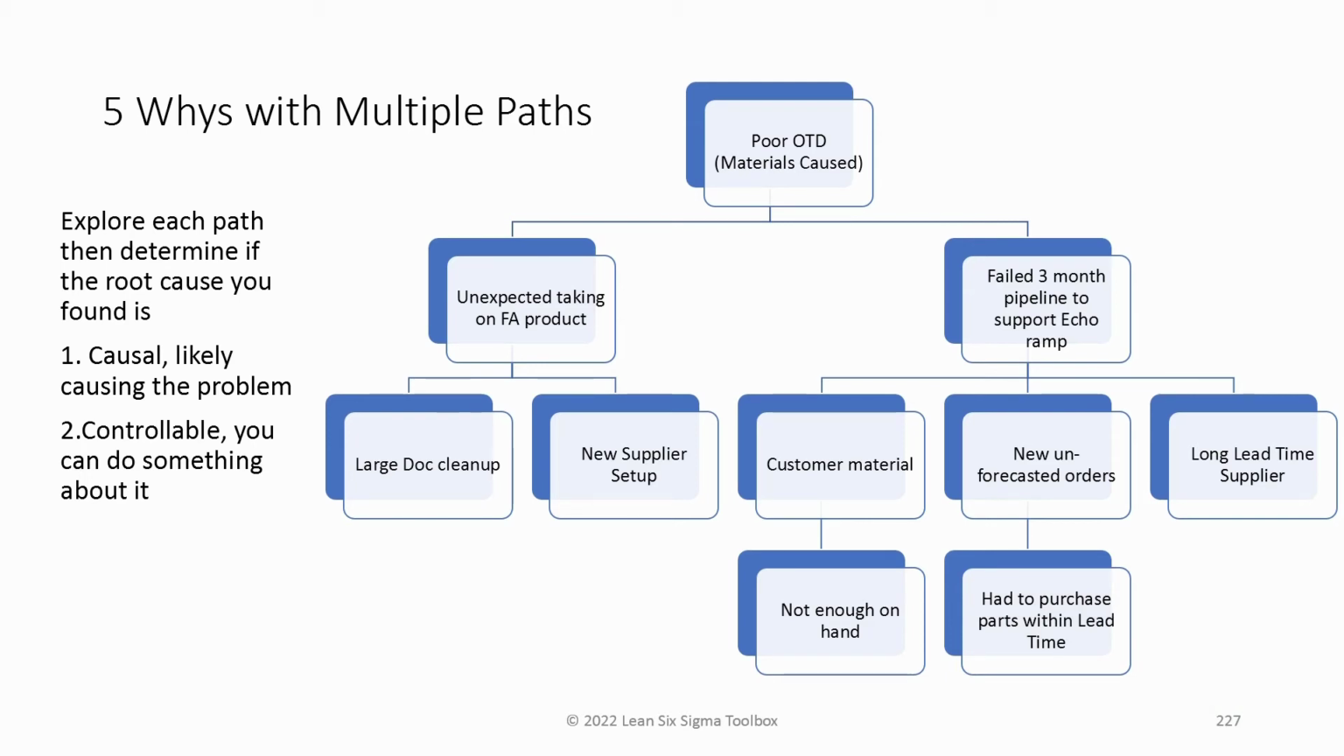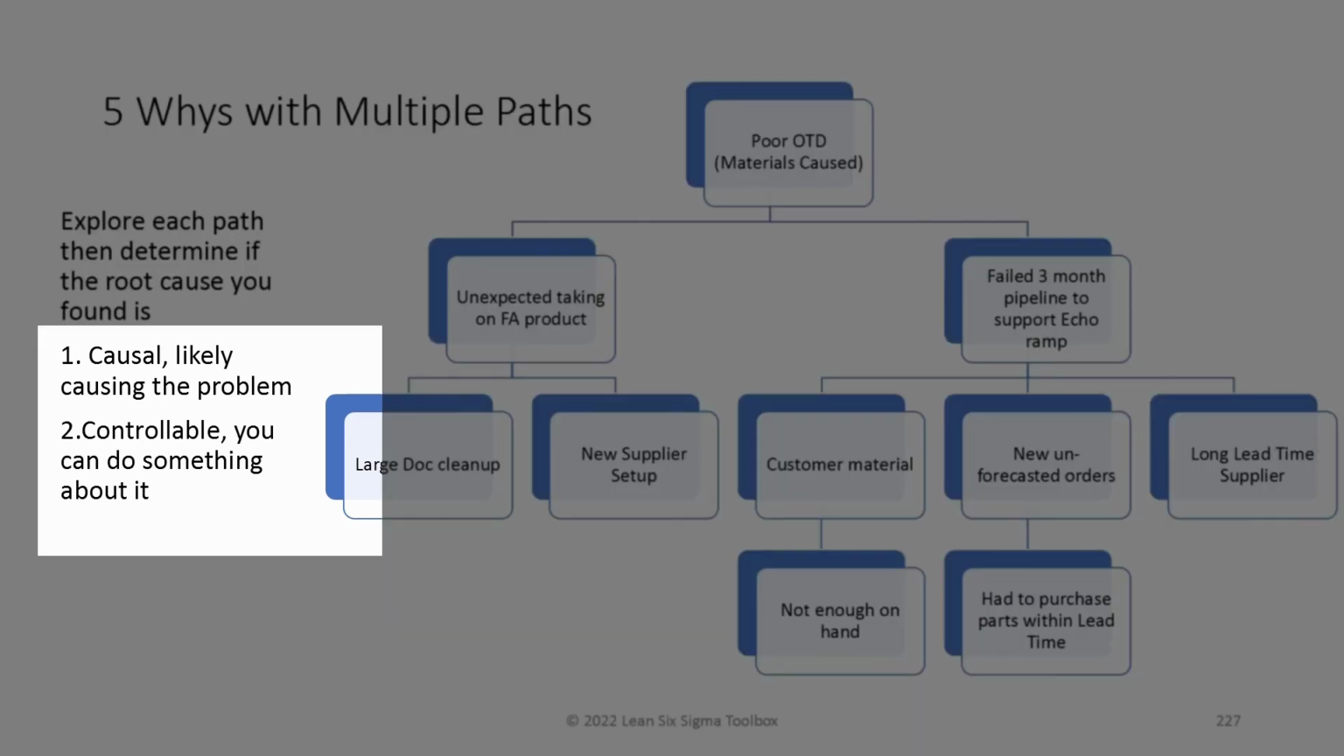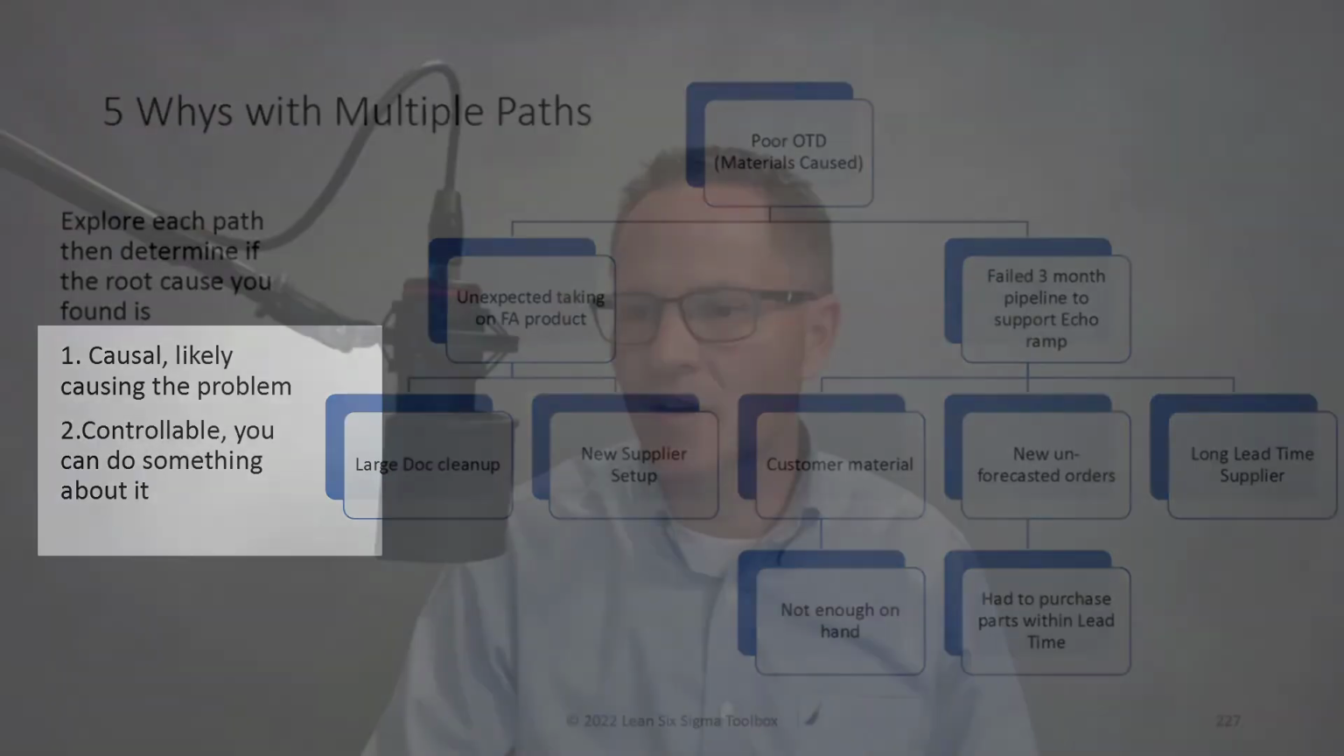So if you look on my screen, the 5 whys on poor on-time delivery. Well, there could be different paths of what caused that. And when you're doing your 5 whys, it's okay to write down multiple paths and go down those different scenarios. And when you do that, you're just going to end up with multiple root causes that you then need to brainstorm and find ideas for countermeasures or potential solutions to solve those problems.